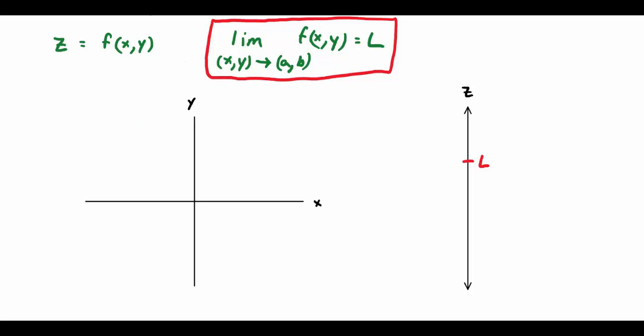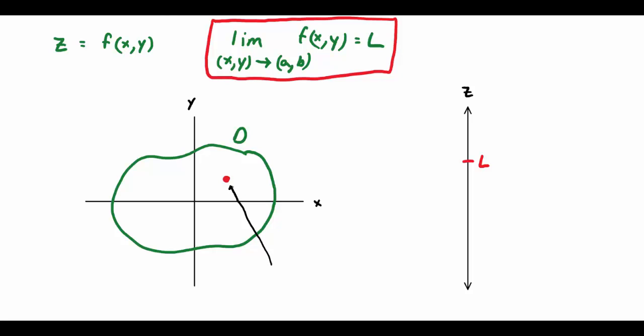Let's draw the domain. The domain of f of (x, y) might be the inside of this blob right here. Domain, D for domain. And the point (a, b), let's say for the sake of argument, actually let me put it right there. Let's say that's the point (a, b). So that right there is the point (a, b).